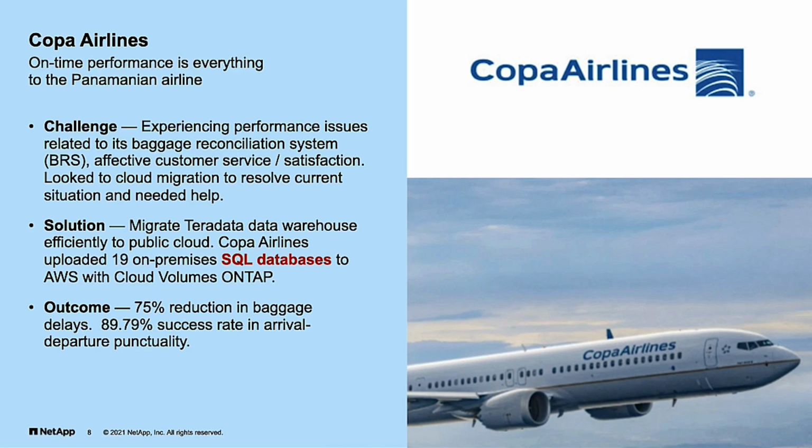Their solution was to migrate their Teradata warehouse efficiently to public cloud. Copa Airlines uploaded 19 previously on-prem SQL databases to AWS with Cloud Volumes ONTAP, resulting in a 75% reduction in baggage delays and almost 90% success rate in arrival and departure punctuality.